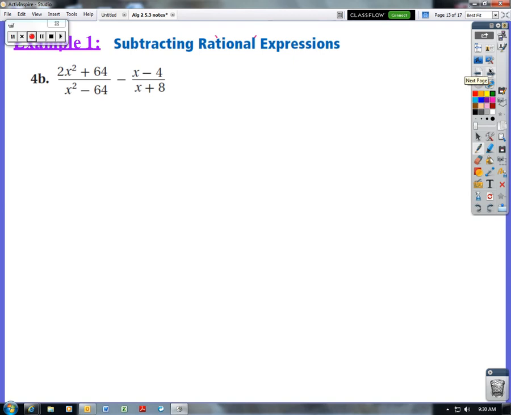So this one ends up becoming, the answer is x plus 4 over x minus 8. X cannot equal plus or minus 8. So you could see that before this, we had some factors that canceled out.